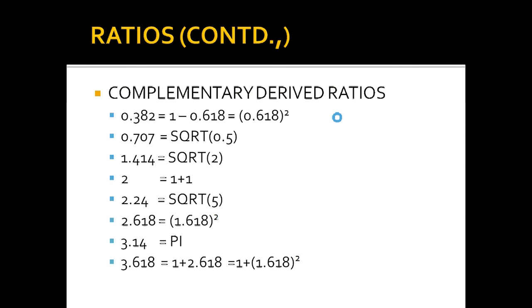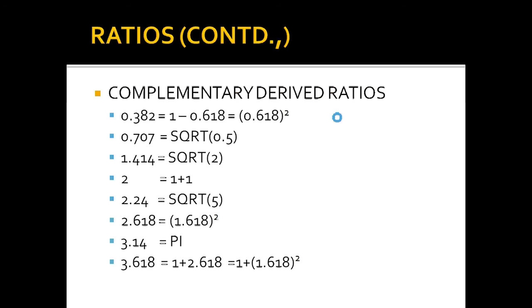Next are the complementary derived ratios. The first one is 0.382, which is nothing but unity minus 0.618, or 0.618 squared. Then we have 0.707, which is the square root of 0.5, and 1.414 is the square root of 2. We have 2, which is nothing but unity plus unity. Then we have 2.24, which is the square root of 5. We have 2.618, which is the square of 1.618. Then we have pi, which is very important in mathematics, 3.14. Then we have 3.618, which is unity plus 2.618, or 1 plus 1.618 squared.